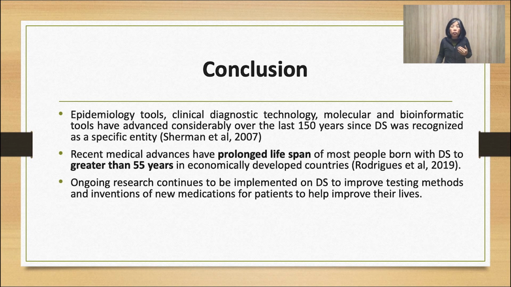In conclusion, recent medical advances have prolonged the lifespan of most people with Down syndrome to greater than 55 years in economically developed countries, and ongoing research continues to be implemented on DS to improve testing methods and the invention of new medications for patients to help improve their lives.